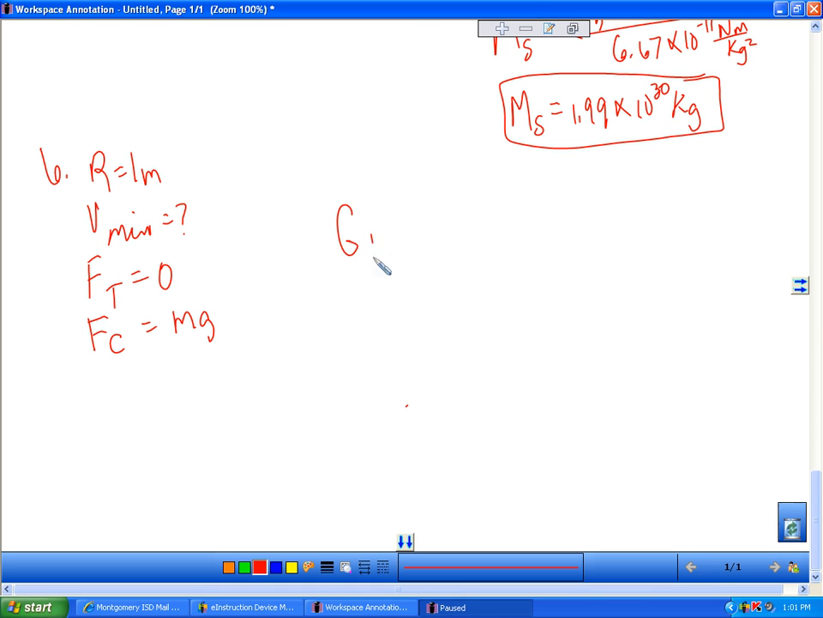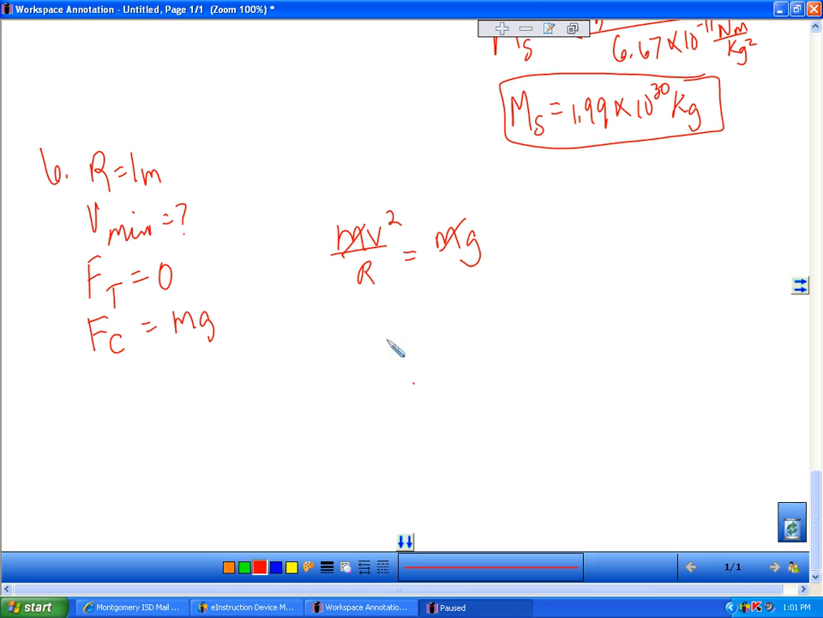So big G, m1, m2 over r squared. Sorry, that's not what I wanted at all. I'm going to get rid of that. I wanted the centripetal force equation, so I should have said mv squared over r is equal to mg.